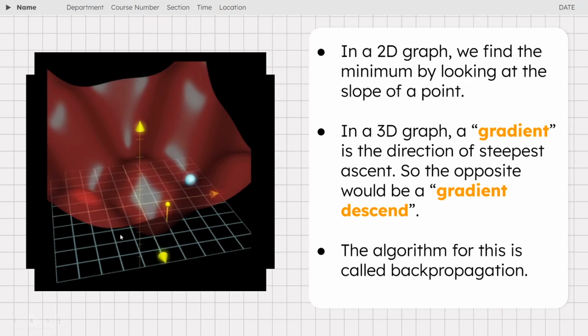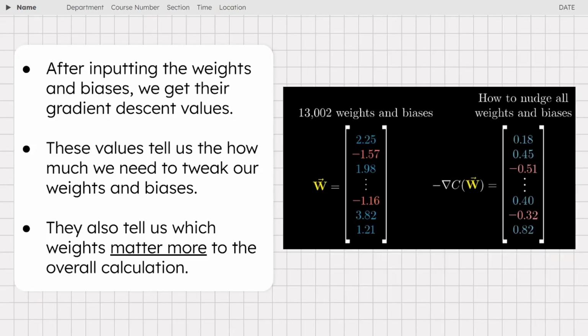And if this was a cost function graph, the gradient descent would point to the minimum value of that cost function. The algorithm for finding the gradient descent is called backpropagation, but I'm not gonna cover this. I'll cover it in another video.